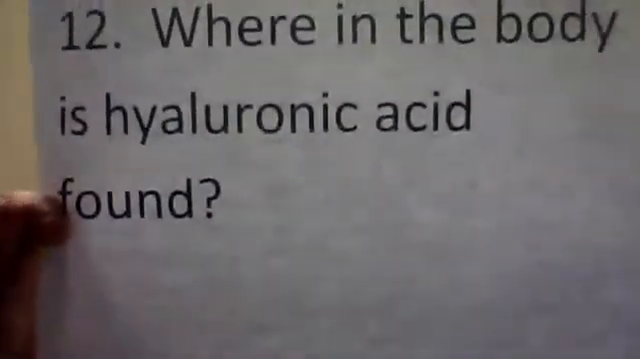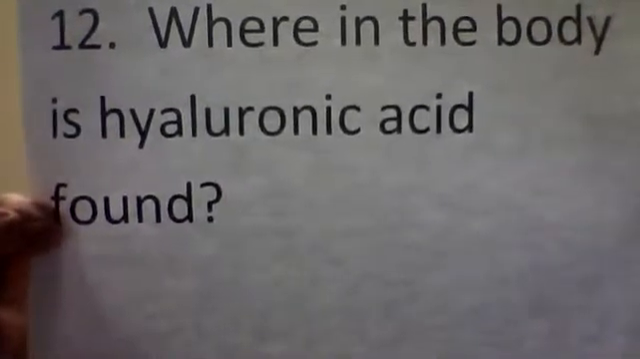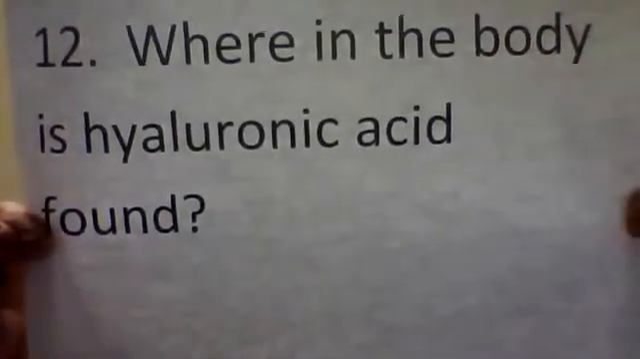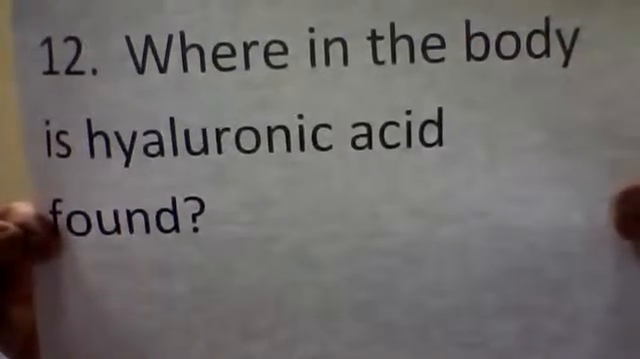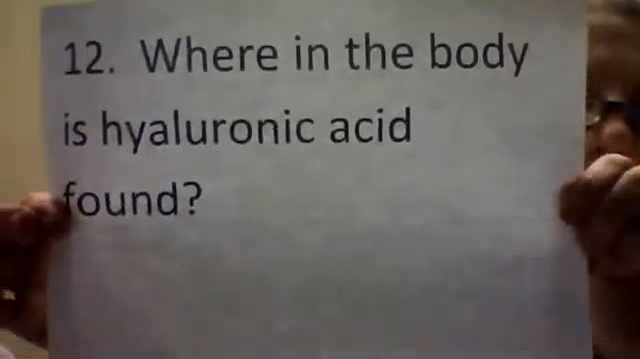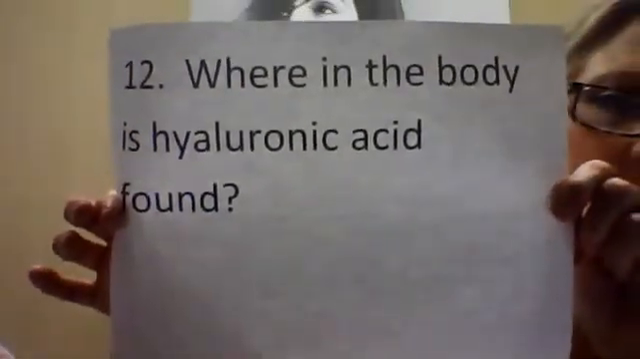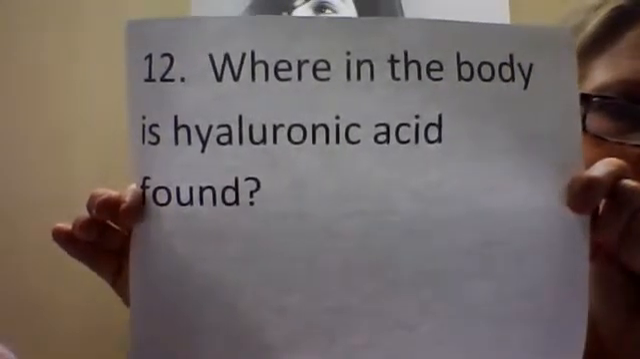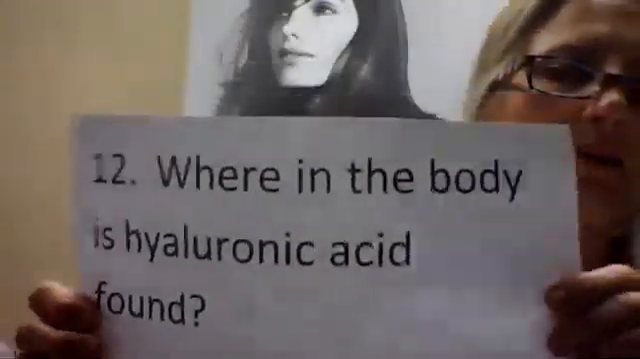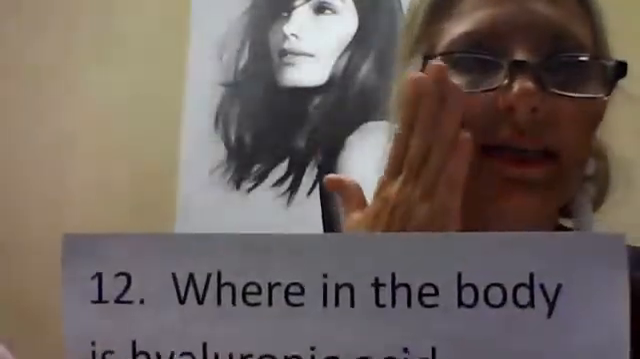Okay, we are on number 12. Where in the body is hyaluronic acid found? Is it found in the hair, skin, kidney, or liver? Hopefully this one's easy for you. Hyaluronic acid. So we naturally make hyaluronic acid, but remember I told you about the serum that we can put on, that I put on my face, that goes in there and it goes, yay, collagen, yay, elastin. So it's found in the skin. It's not in the kidney and all that stuff.